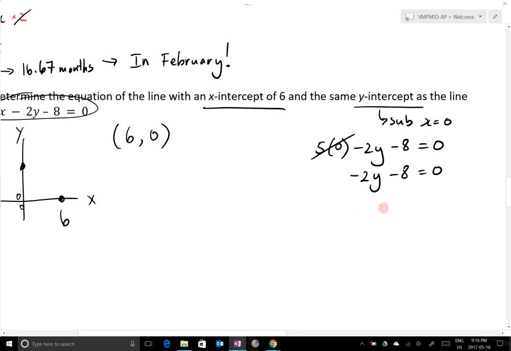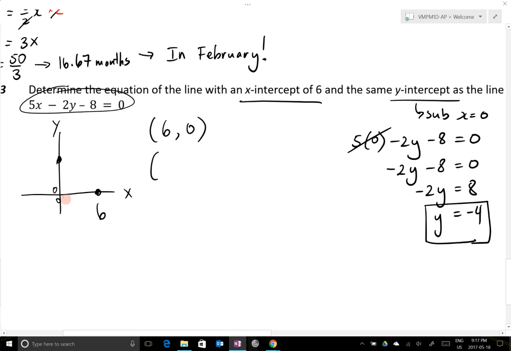Solve for y, okay? Add 8 to both sides, so negative 2y equals 8. If I divide both sides by negative 2, I get negative 4. So y equals negative 4. So now my y-intercept has the coordinates: x is going to be 0, and the y value is going to be negative 4. So in fact, it's going to be down here rather than up there. Okay. Oops. All right. So I have two coordinates.